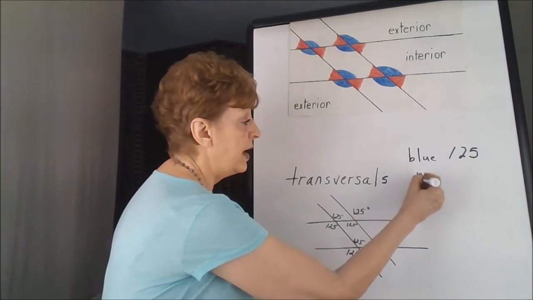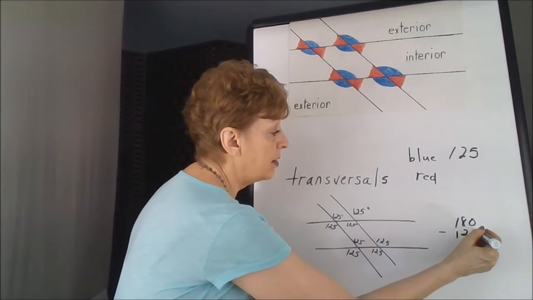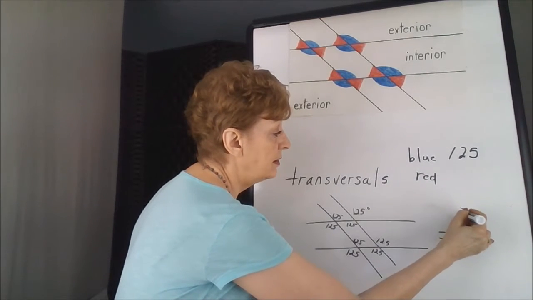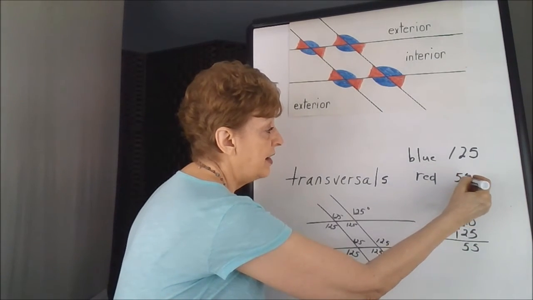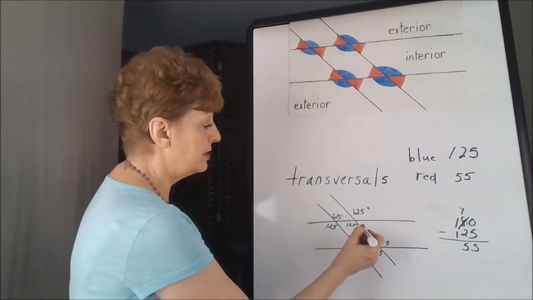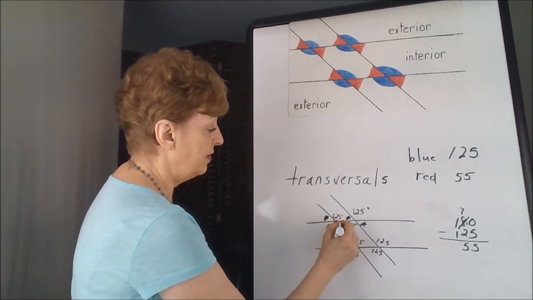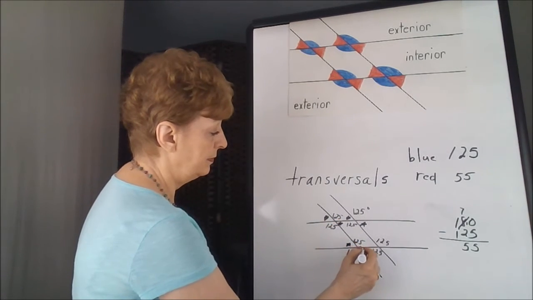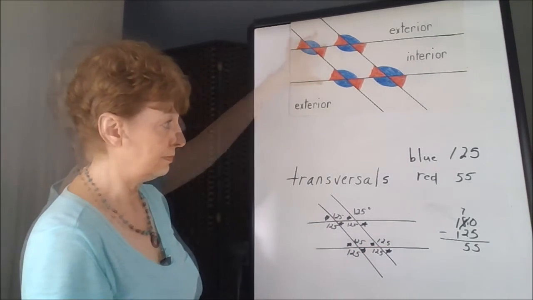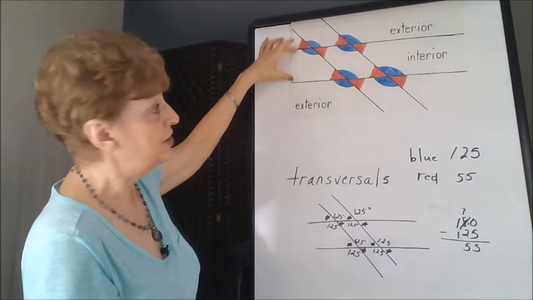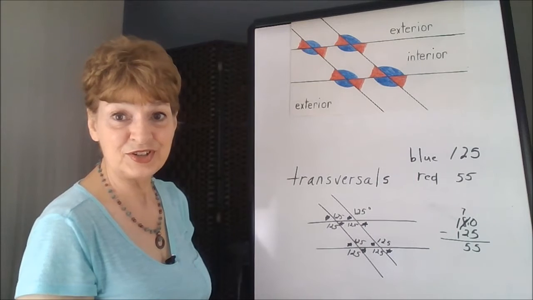We can figure out the red angle in this case by taking 180 and subtracting our blue angle off of it. That would make the red angles 55 degrees. So we could mark those as 55. Two parallel lines cut with two parallel transversals makes an interesting pattern, doesn't it?